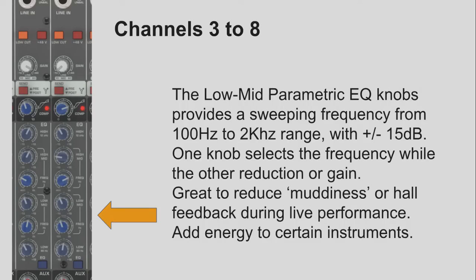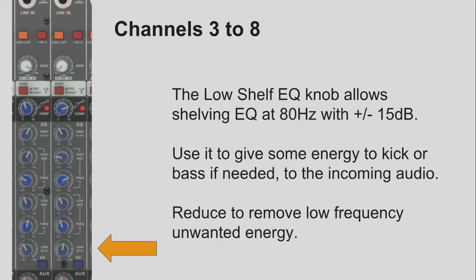The low-mid parametric EQ knob provides sweeping frequency from 100 Hz to 2 kHz range with plus and minus 15 dB. Great way to actually shape your incoming audio signal. The low-shelf EQ knob allows shelving EQ at 80 Hz with plus and minus 15 dB. It's great to reduce low-frequency unwanted energy or noise.